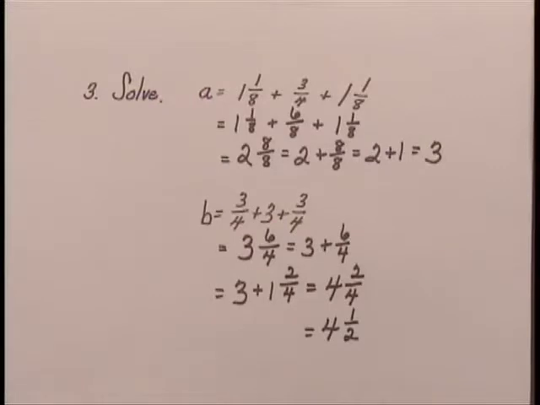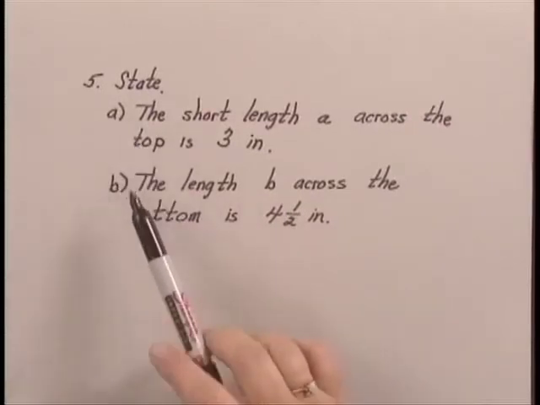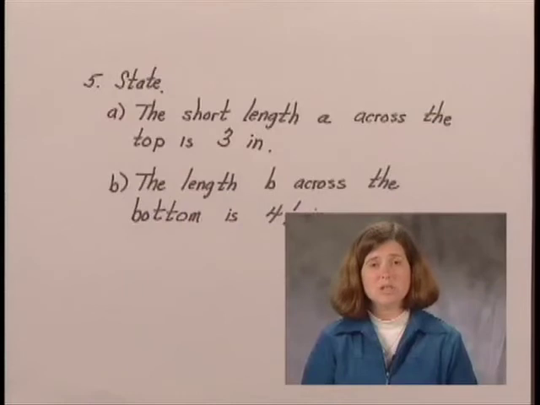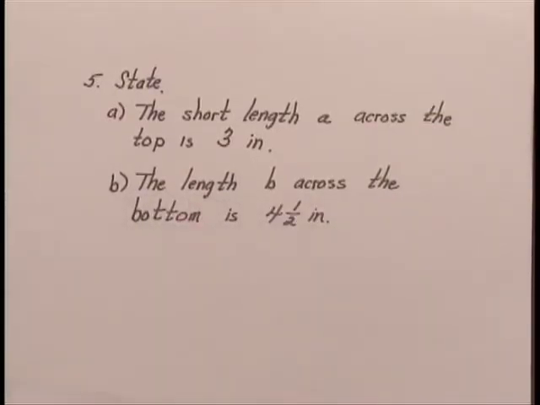The next step we want to do is to check our work, step 4. And to check something like this, since we were given the equation directly from the bottom, we would probably want to repeat our calculations. And if we do, we would find that these numbers do check and are correct. So we can state our answer clearly using units. The problem was given part A and part B. Part A, the statement is the short length A across the top is 3 inches. For part B, the length B across the bottom is 4 1/2 inches.